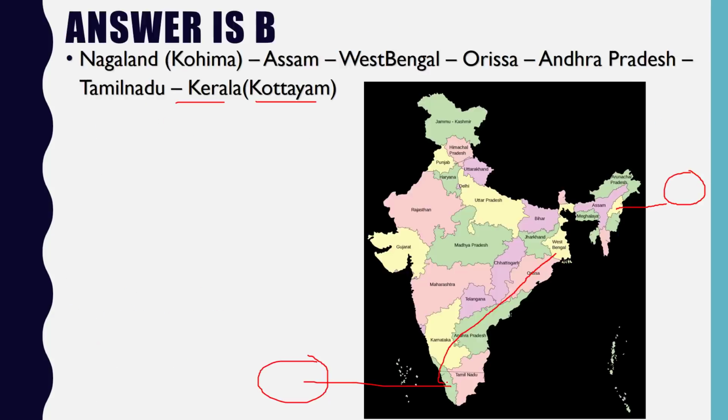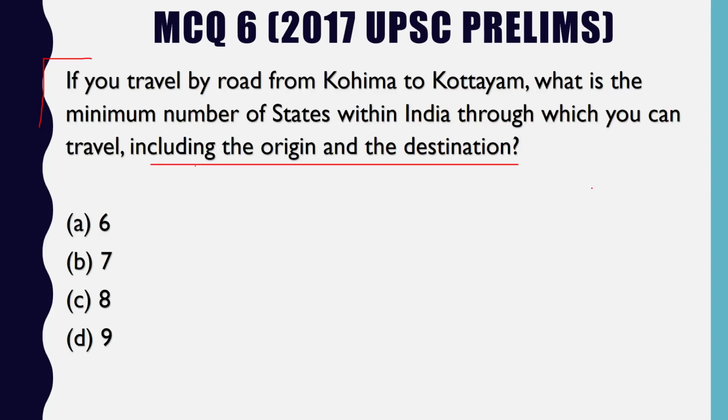So if we go back to the question, we can clearly see that it will take us 7 states. We will have to cross 7 states in order to reach Kottayam from Kohima, because the question asked us that we have to include the origin and the destination. The origin was Nagaland, the destination state was Kerala.